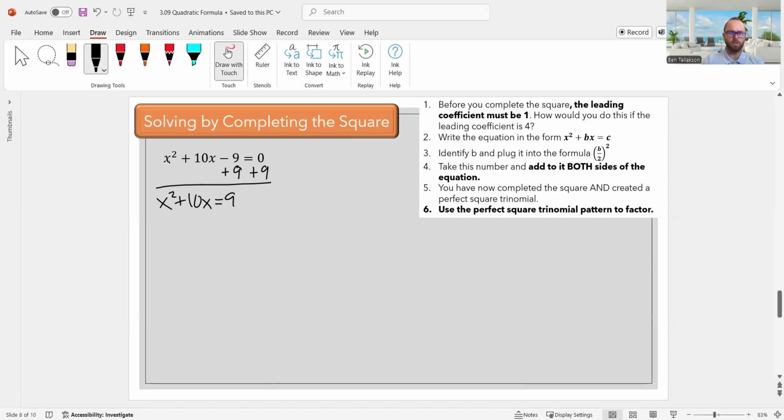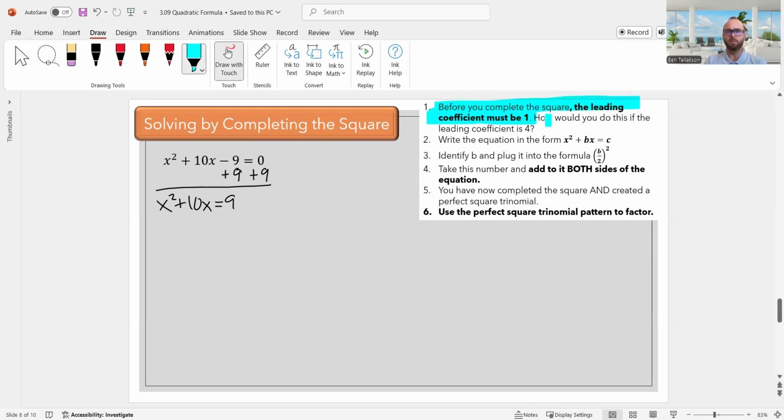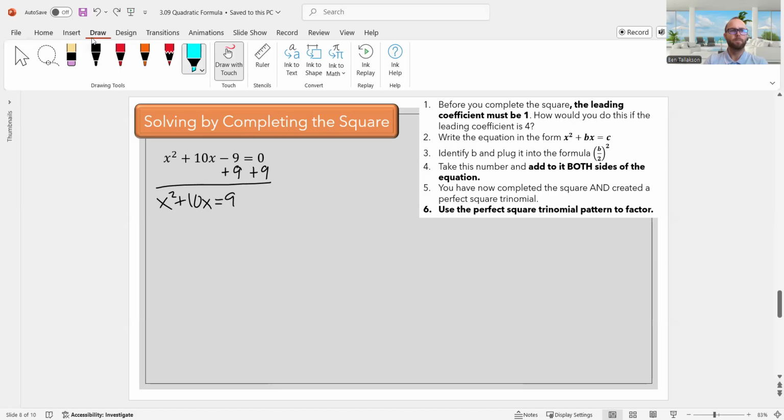Now, one other thing I'd like to mention here that's very important is the leading coefficient must be 1 when completing the square. Okay. So just a side note, think about maybe if this was leading coefficient of 4, right? How would you solve that? Well, you need to divide everything by that coefficient, right? So you need this to be 1. Very important. That's why it's the first step.